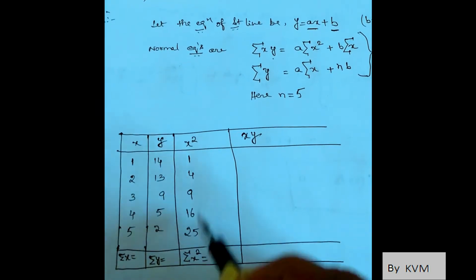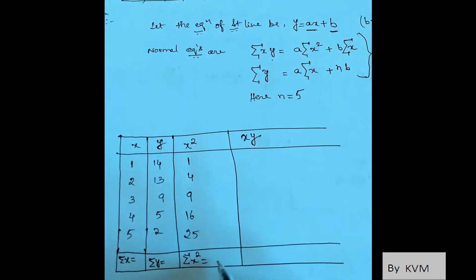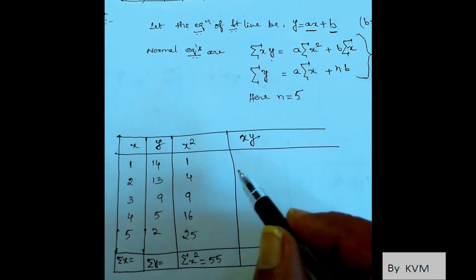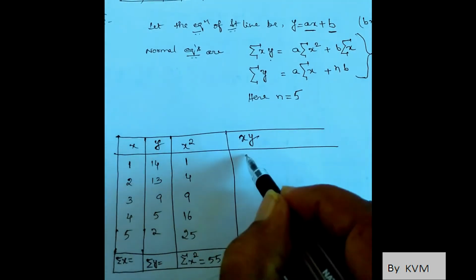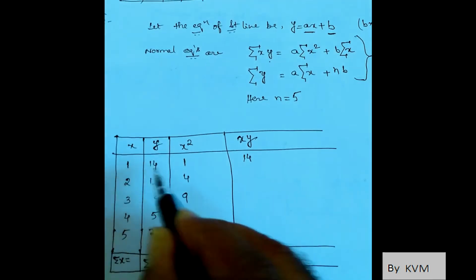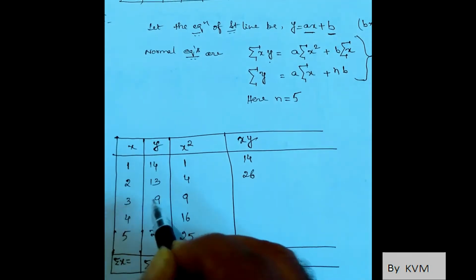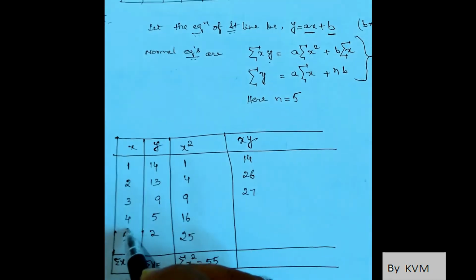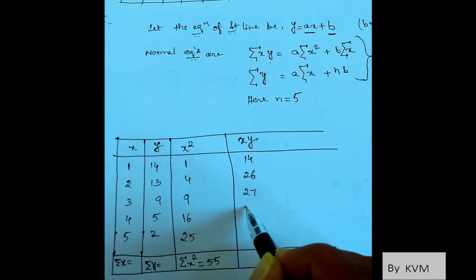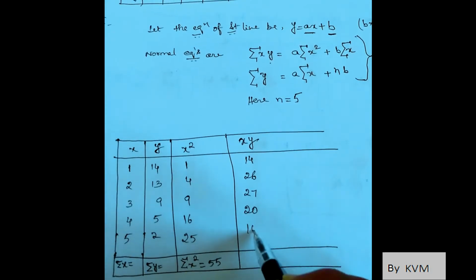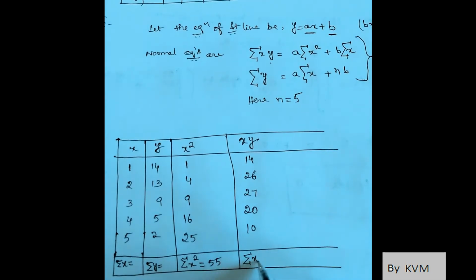So sigma x square is 55. Then find the product of x and y. x is 1, y is 14. So 1 into 14 is 14. 2 into 13 is 26. 3 into 9 is 27. 4 into 5 is 20. 5 into 2 is 10. Summing up all the values, sigma xy is 97.